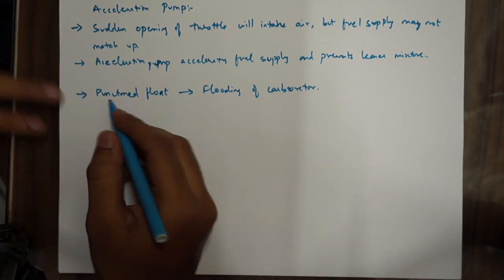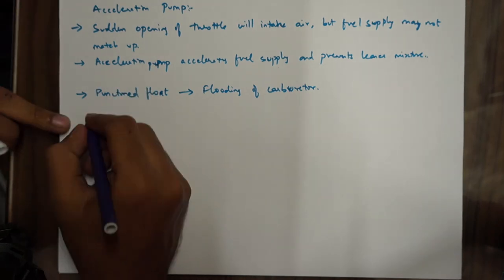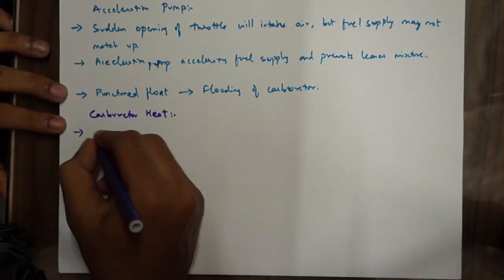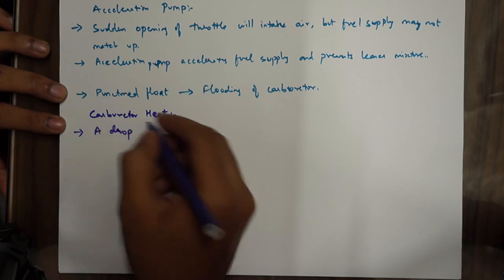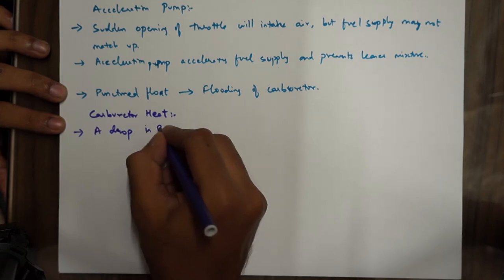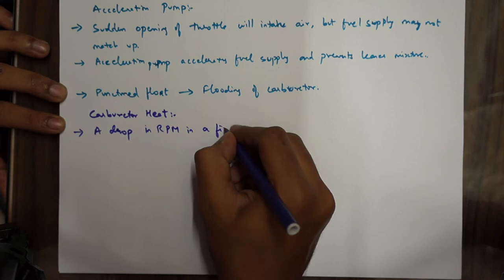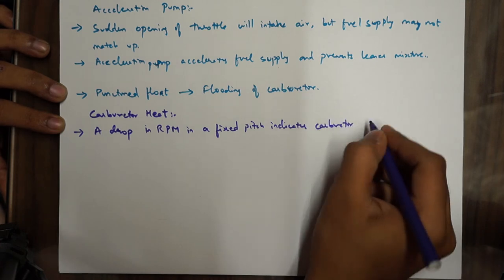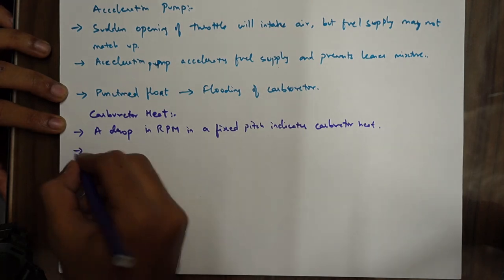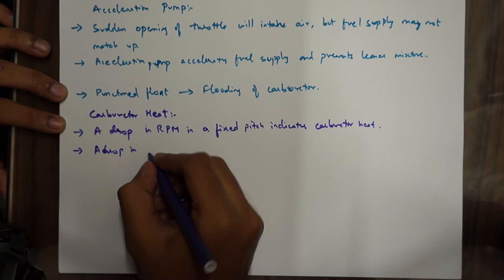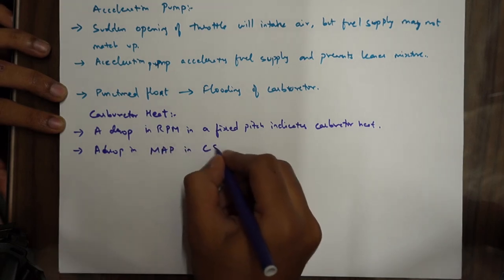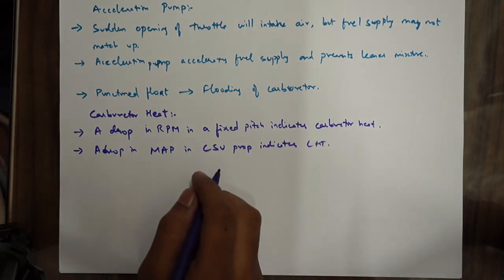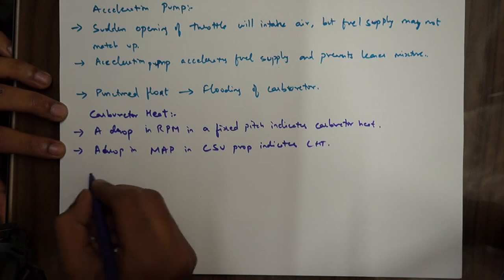Alright, and now I'll discuss carburetor heat. How do we know that carburetor ice is there? A drop in RPM in a fixed pitch propeller indicates carburetor icing. Basically, the performance of the engine is going down. Whereas a drop in MAP, manifold pressure, in a constant speed prop indicates carburetor icing.